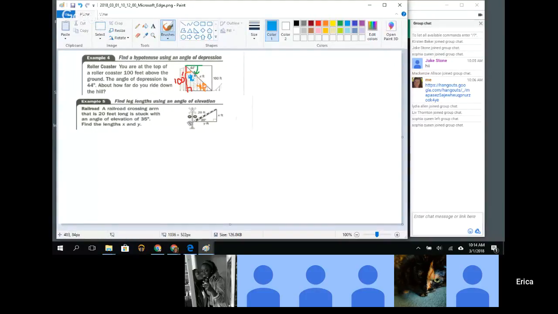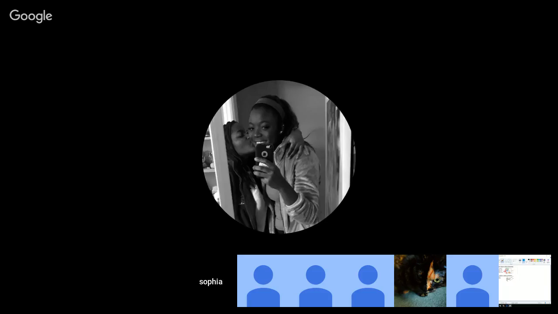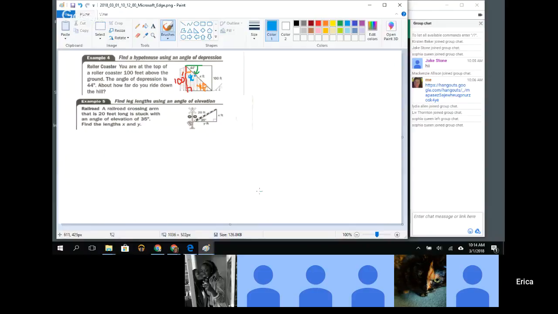Okay, does everybody understand how I came up with the angles here? You could also know that this makes a 90-degree angle. So 46 plus 44 is 90 degrees. So that would be another way.